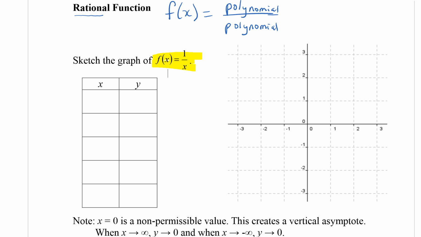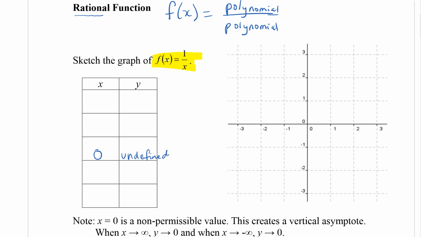So let's pick some values for x and think about what we get for y, what we get for f of x. I'm going to put a 0 in the middle here. And the first thing we realize is that if I put in a 0, I'm breaking the rules of math, right? I'm trying to divide by 0. So 1 divided by 0 is undefined. I'm going to write here undefined.